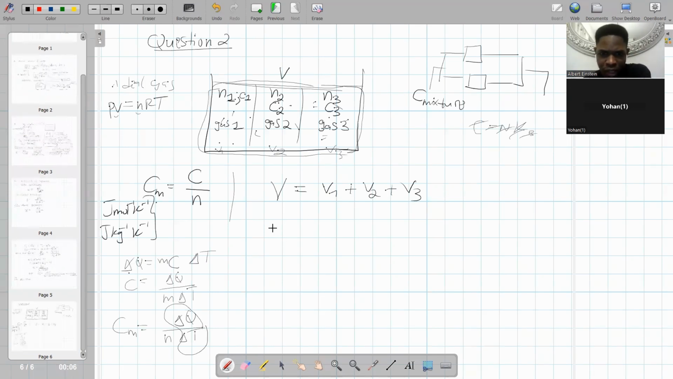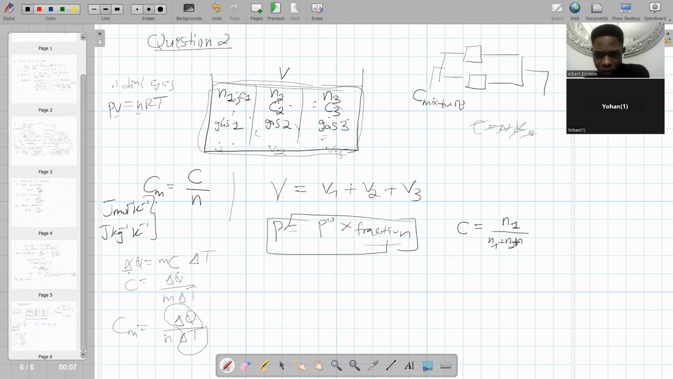If you remember, in chemistry we used to say that the total pressure exerted by a system in a mixture is equal to the pressure of a pure component times its mole fraction. It is equivalent to this. The total specific heat of the system is equal to the mole fraction of each component, meaning its moles over the sum of all the numbers of moles, times its own specific heat, C1, and C2, and C3. It's exactly like Raoult's law.